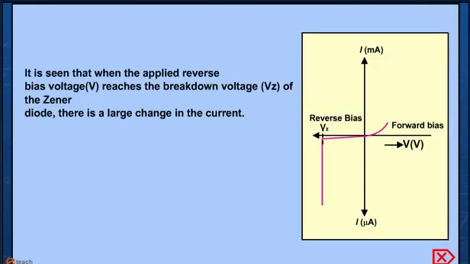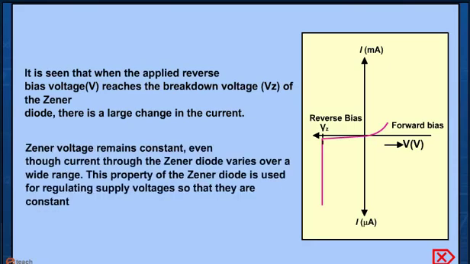It is seen that when the applied reverse bias voltage V reaches the breakdown voltage Vz of the Zener diode, the current becomes very large. The Zener diode voltage remains constant even though the current through the Zener diode varies over a wide range. This property of the Zener diode is used for regulating supply voltages so that they are constant.